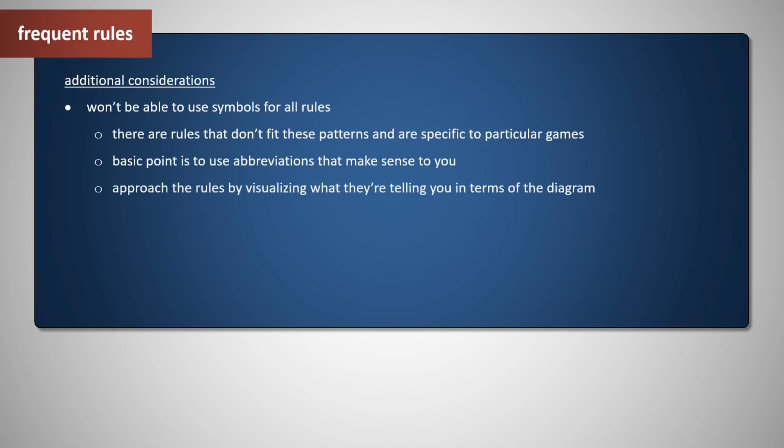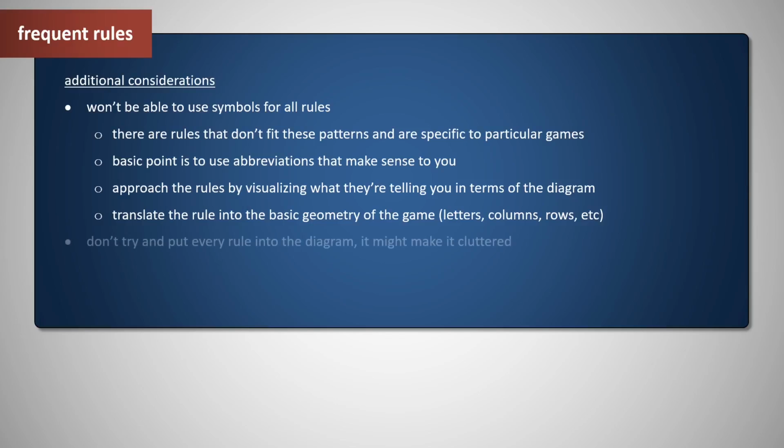So the way you want to do this, just in general, is you want to approach the rules by visualizing what they're telling you in terms of the diagram. I can't stress that enough. Don't think about runners and places and sponsors and athletes or whatever it is. Think of it in terms of letters and columns and rows when we incorporate rows as well. So think of it in terms of just the basic geometry. So you want to translate that rule into the basic geometry, like I said, the letters, columns, rows, and so on. And you want to work with that. That's what's going to give you an idea what symbolizations you should use or how to abbreviate it. Because that's actually secondary. The most important thing is for you to have an understanding of what it means in terms of the game, in terms of the diagram.